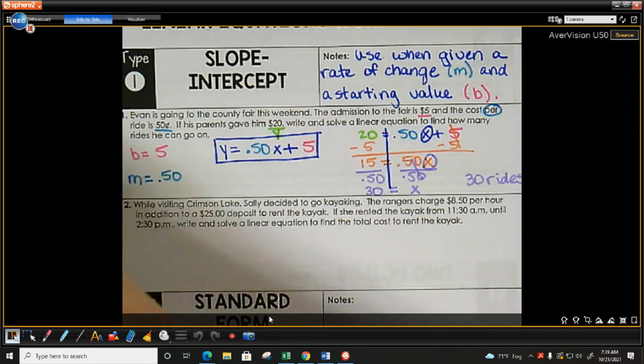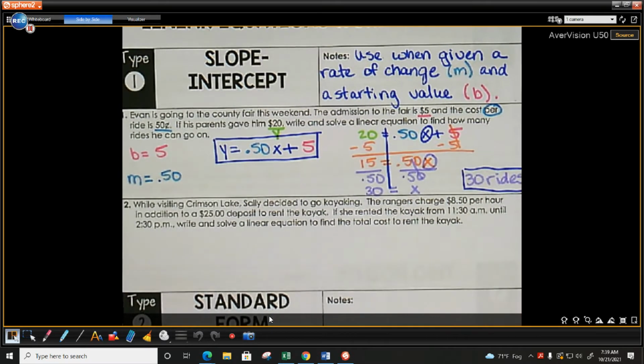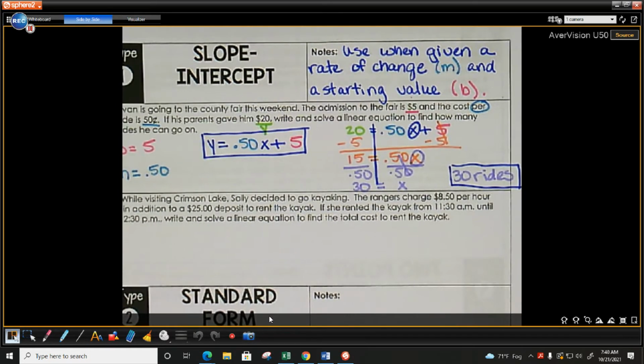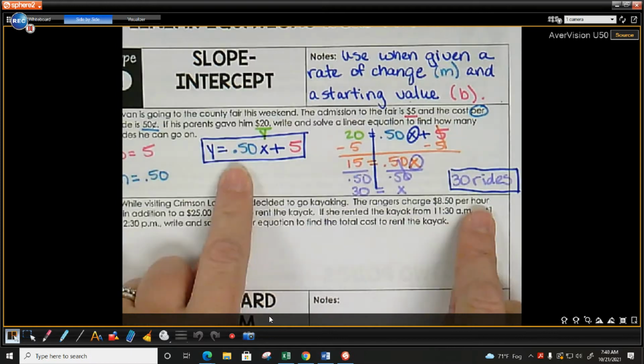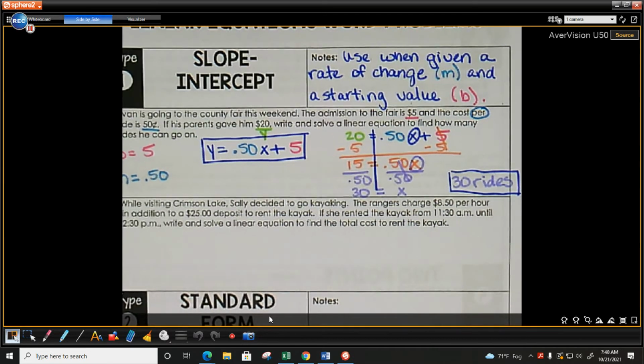How many of us have ever gone to a fair? Do you think you could go to a fair and spend $20 and ride 30 rides? Oh my goodness, no. One ride normally costs like 20 bucks. So this must be the discount fare. Are we okay with that? So I have two answers. One for the equation and then one, how many rides can he ride if his parents give him 20 bucks? Good?